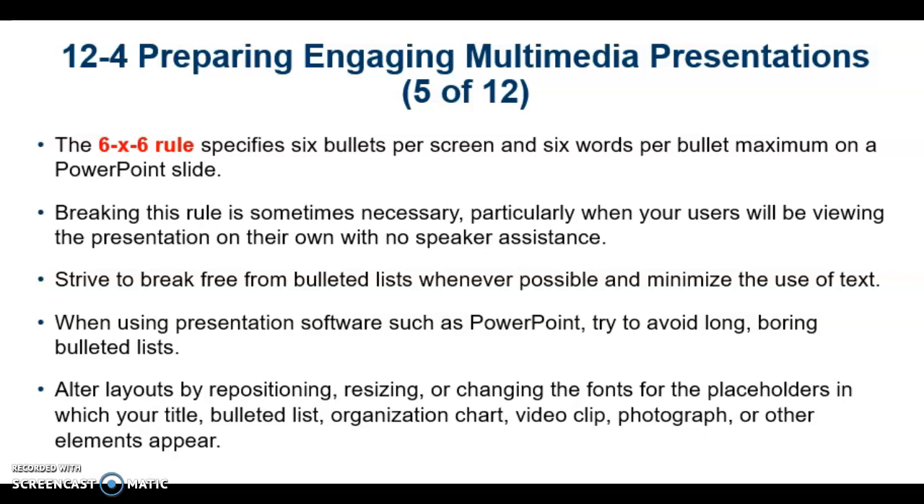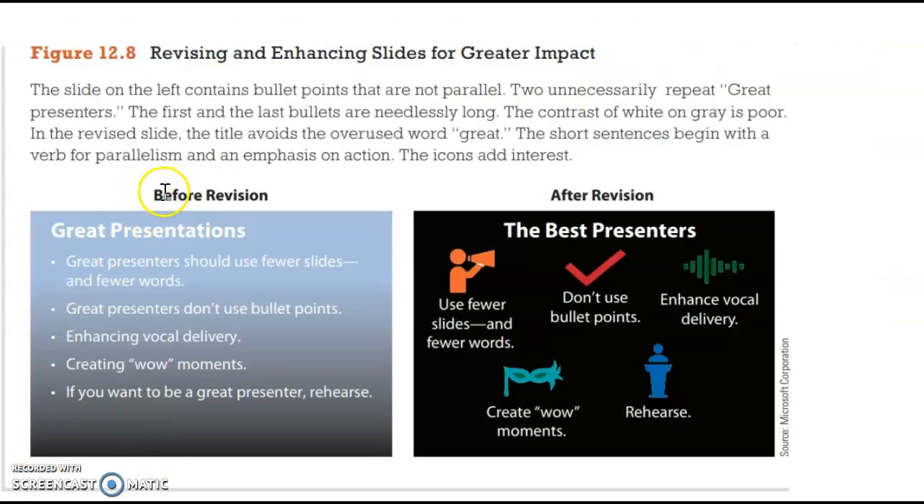I'm going to look at figure 12.8. It shows how to make your slides visually more appealing and memorable, even with relatively small changes. So here is before the revision. And then after the revision. Do not necessarily repeat great presenters; the first and the last bullets are needlessly long. The contrast of white on gray is poor. It's hard to see. In the revised slide, the title avoids the overused word great.